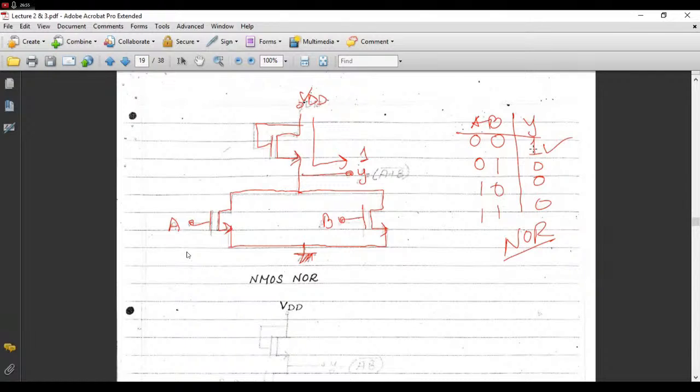But in this case, when either of the inputs is 1 or both of them are 1, that means these gates are on, and it will allow electricity to pass through them. So when these two parts are on or either of them is on, electricity will flow from VDD through them towards ground. And as a result, we are going to get a 0 over here. Understood? Yes, sir.